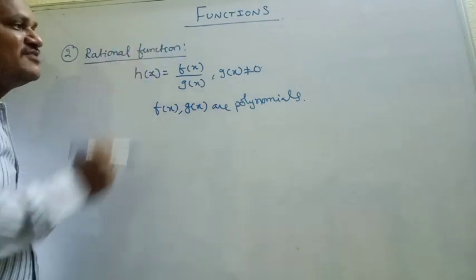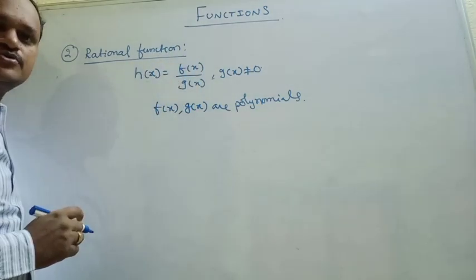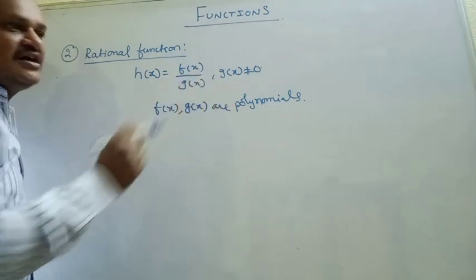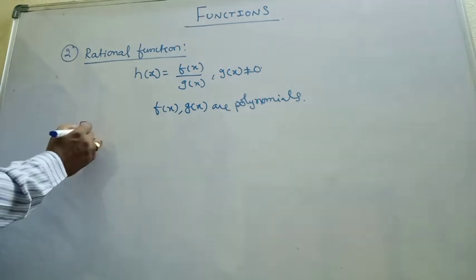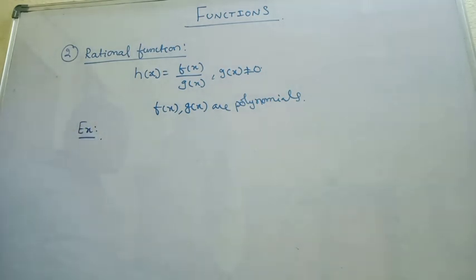They are polynomial functions, such that g of x is not equal to 0, where f of x and g of x are polynomials, right? Okay, plenty of examples we can give for this, of course.